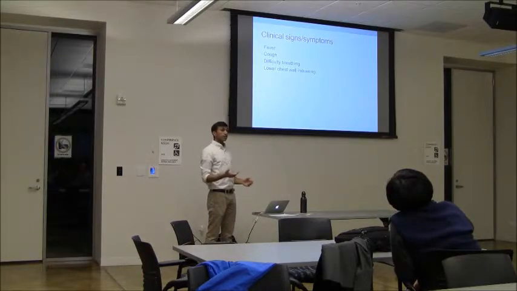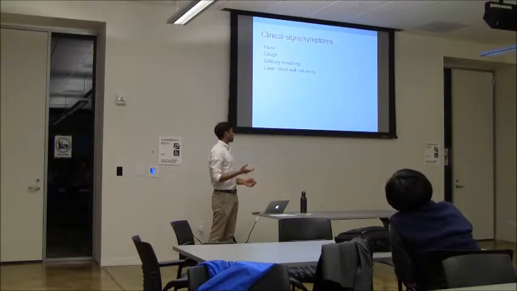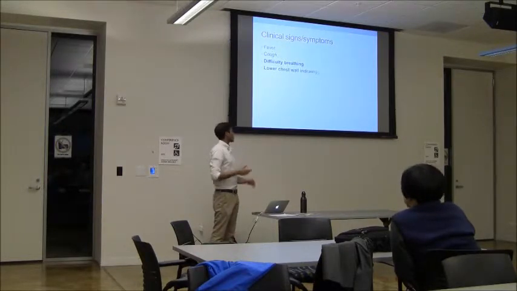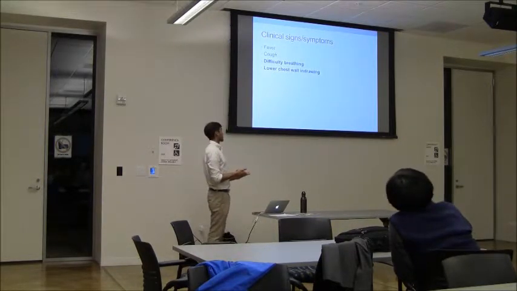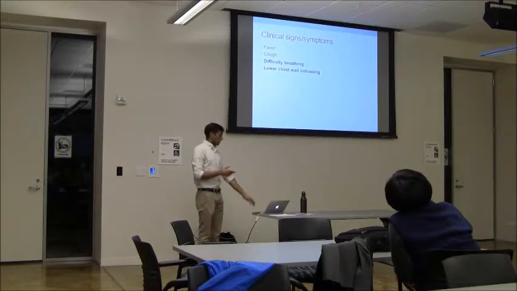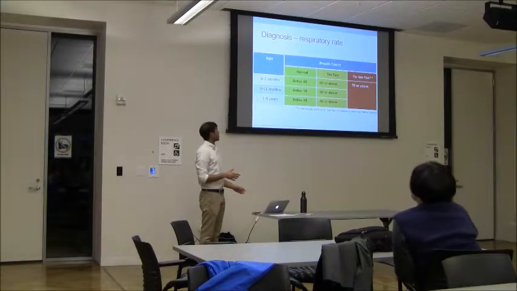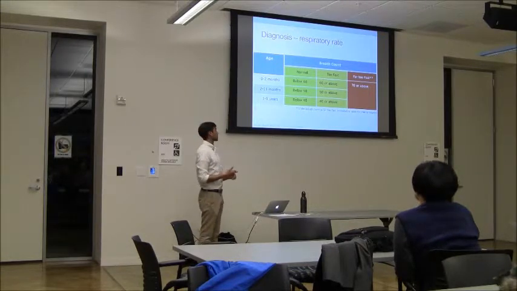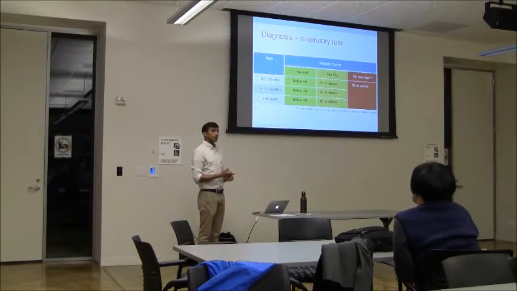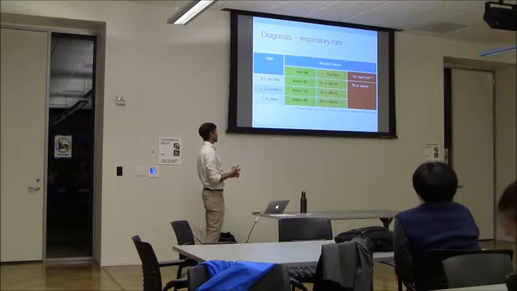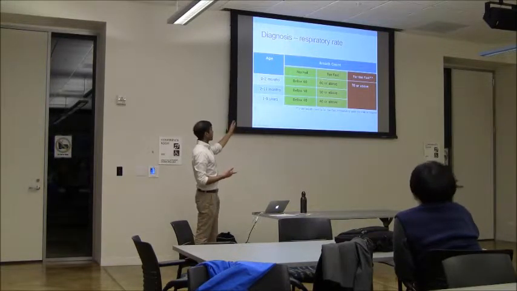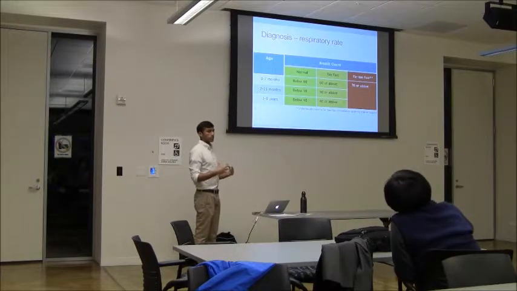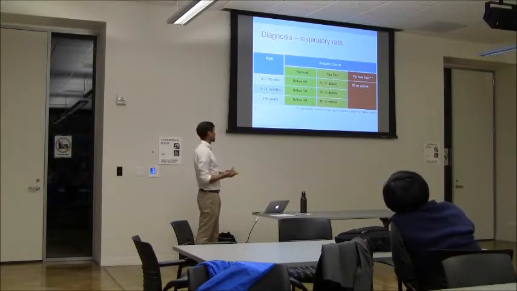So, to diagnose pneumonia currently in low-resource settings, we actually use difficulty breathing and lower chest wall indrawing as our diagnostic criteria. And actually, difficulty breathing or a high respiratory rate is the main diagnostic criteria used by the World Health Organization in the diagnosis of pneumonia for children. And this chart basically shows how we go about categorizing different respiratory rates. And so a respiratory rate is basically the number of breaths a child takes in a minute.